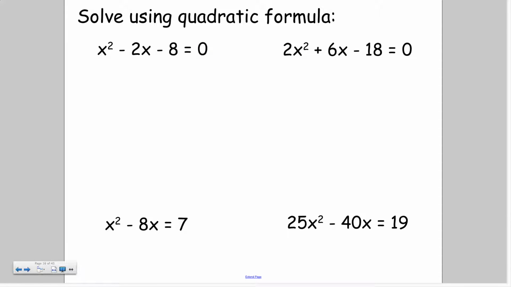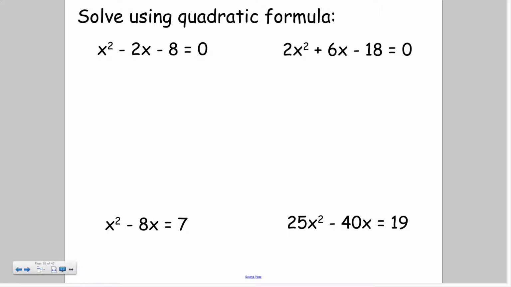All right, so let's try this one. I'm going to plug everything into the quadratic formula, and then I'm going to go through and do it. Do not change these to decimals. Leave them in a square root if it is not a whole number, okay?